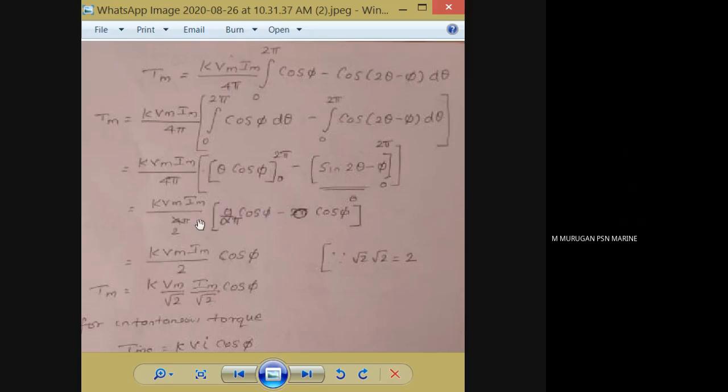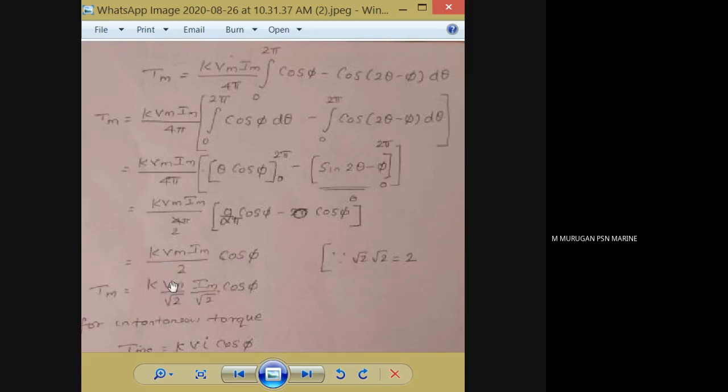I can strike out this 2 with this 4. I'm getting the 2 pi value here, and pi also is going to cancel. So simply I can get k Vm Im by 2, this cos pi value. So for the 2, I can write root 2 into root 2. Root 2 into root 2 gives the value of 2. I separate this root 2 between Vm and Im. So I can write Vm by root 2, Im by root 2 and cos pi.